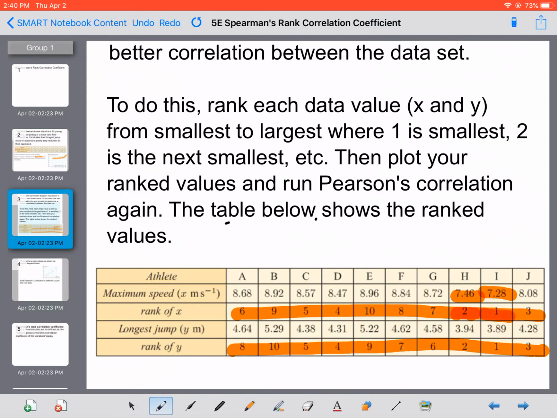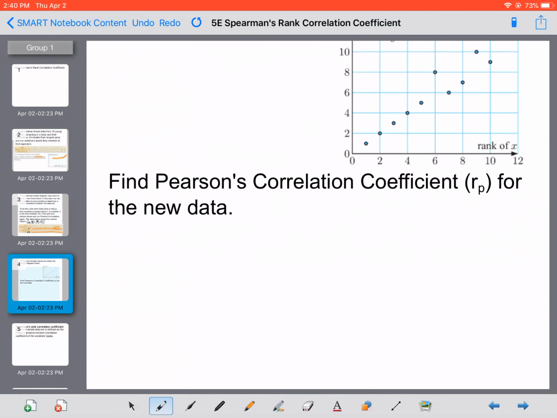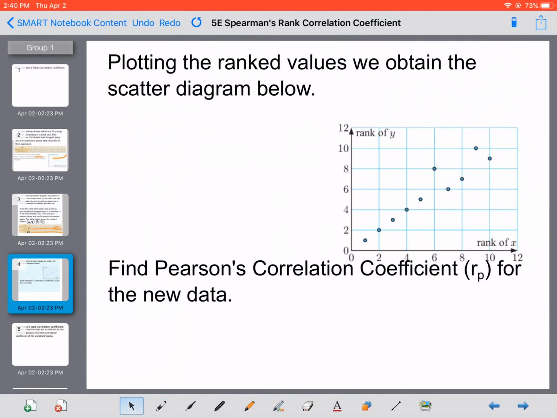So these values become different ordered pairs. Instead of athlete A being 8.68, 4.64, now it is 6, 8. And then the next one would be 9, 10, etc. So you go to your calculator and plug those values that I've highlighted into your L1 and your L2, and you rerun your Pearson correlation. This is our new graph when you plot those, and it ends up looking a little bit more linear. And when it's linear, your calculator is going to run that correlation a little bit more accurately.